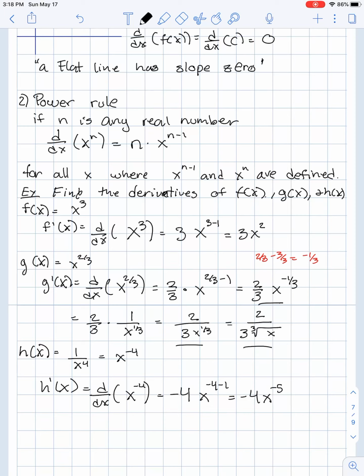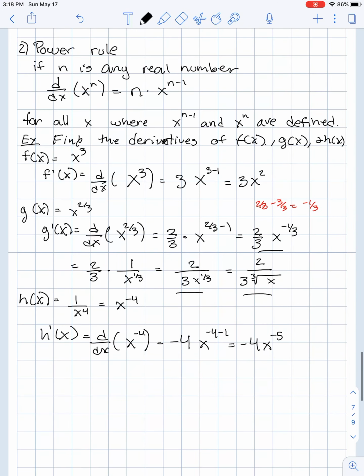So then, in your textbook, this rule is called the constant multiple rule. I don't like calling it that rule because it confuses it with the derivative of a constant. So I call this coefficient rule.